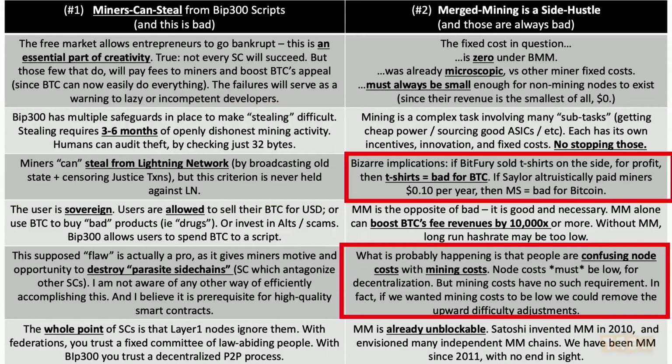The second one is also silly. I don't even know what's going on, but the implications are very strange. Like if BitFury sold t-shirts on the side for profit, then t-shirts would be bad for Bitcoin, and t-shirts would be as bad for Bitcoin as BIP 300 is anyway. If Michael Saylor paid miners altruistically 10 cents per year, then Michael Saylor would be bad for Bitcoin, blah, blah, blah.